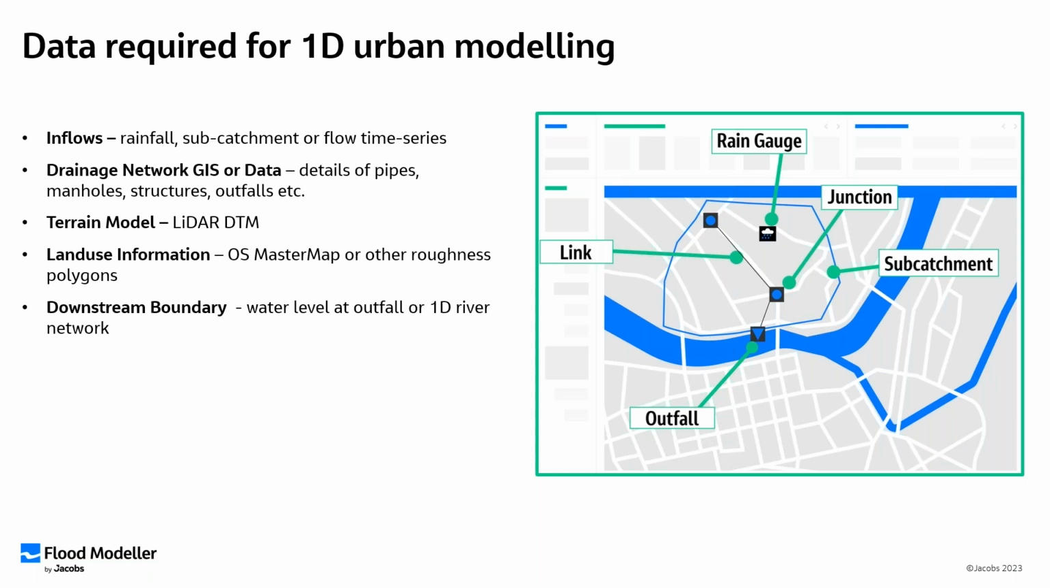And finally, downstream boundary information is required to apply a downstream boundary condition to the 1D urban network. This can be in the form of a water level time series, so that could be fluvial or tidal, a fixed water level, or the user can specify a dynamic link to the 1D river network via 1D urban, 1D river linking. Alternatively, if the downstream boundary is of limited interest, the user can specify a free flow or normal depth boundary at the downstream boundary condition.